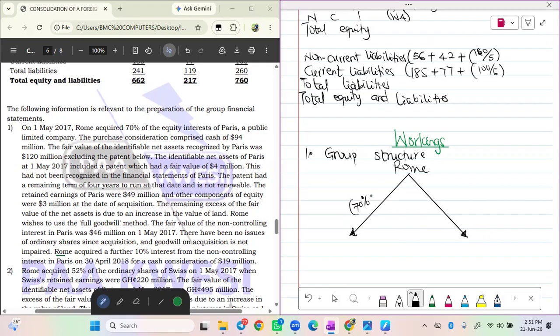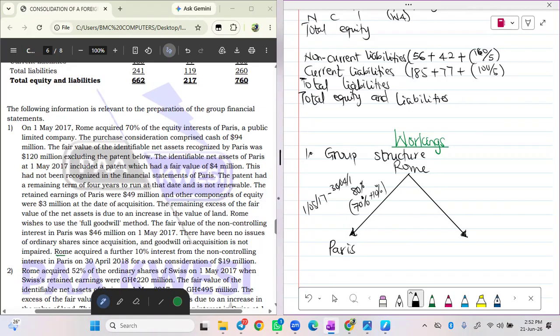Because your NCI will decrease. So plus the extra 10%, meaning that Rome now has 80% as at 30th April 2018 in Paris. So the consolidation date will start from the first acquisition, the 70%, that one 1st May 2017 to the reporting date, 30th April 2018.